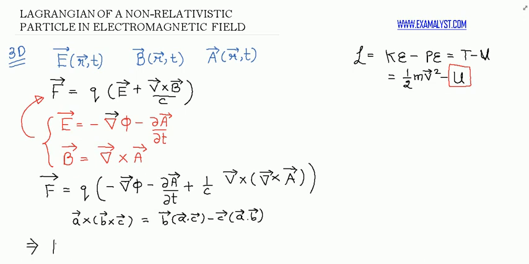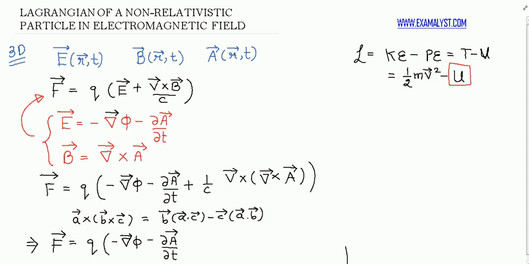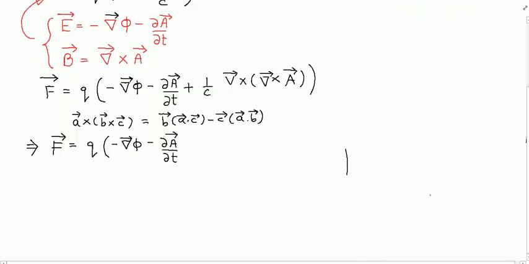Okay, so let us now write how the force equation is gonna look. So it's gonna look as F equals, keep the Q here as it is, minus gradient of potential phi as it is, minus dA. Now remember, A is a function of R and T. Okay, remember that we are working in 3D, so don't forget that we are working in 3D.